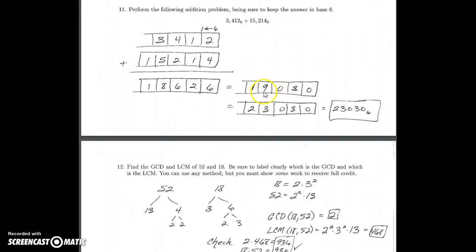And then we'll end up with 9, which we know is ready for another explosion. So 6 of those will explode over here. That's why we get the 2. And the other 3 just stay around. So we have 2, 3, 0, 3, 0.